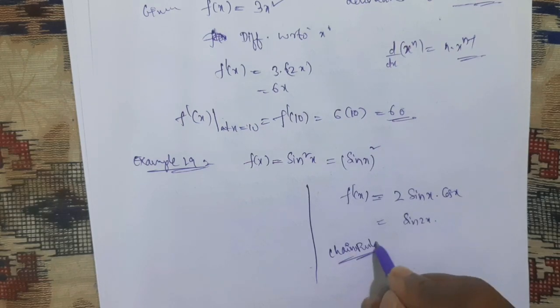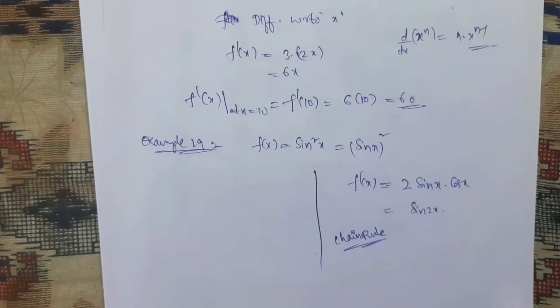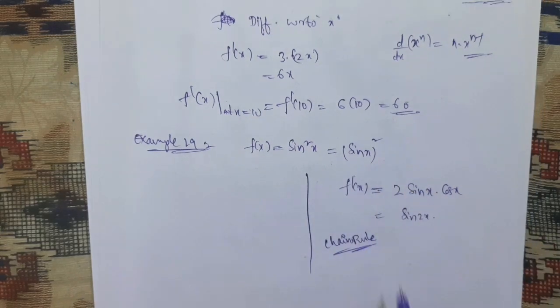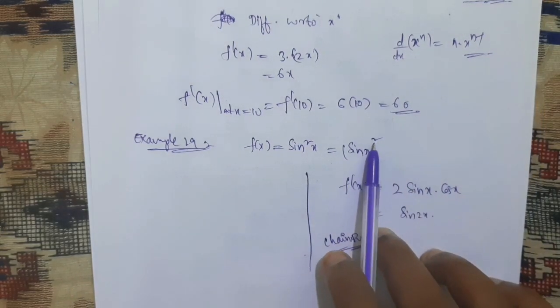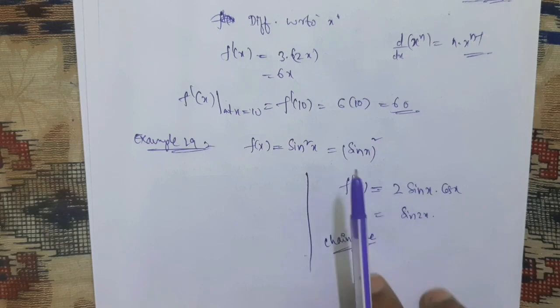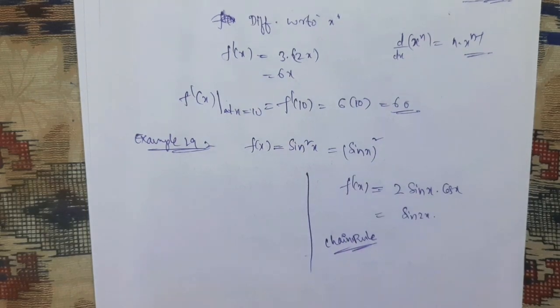When there is more than one function, we apply the chain rule. First we apply the whole square formula, that is 2 into sin x, and then the derivative of sin x, which is cos x. Like that we will do.